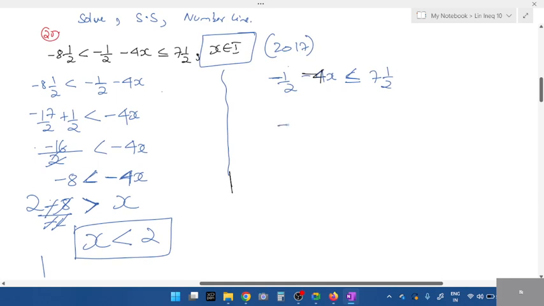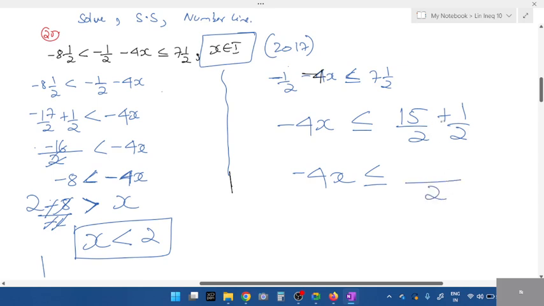Minus 1 by 2 goes to the other side. It is not close to x, so the sign will remain as it is. 7 2s are 14. 14 plus 1, 15 by 2 plus 1 by 2. Minus 4x less than or equal to 2 is the LCM. How much is 15 plus 1?